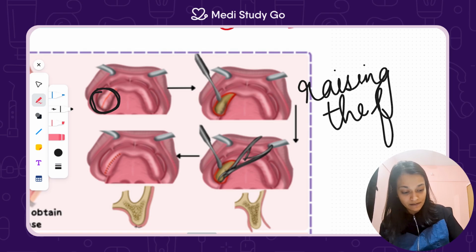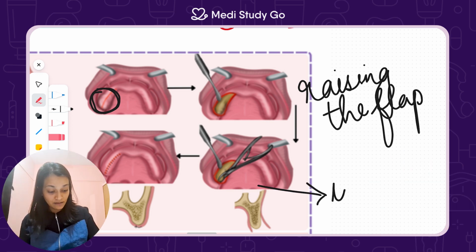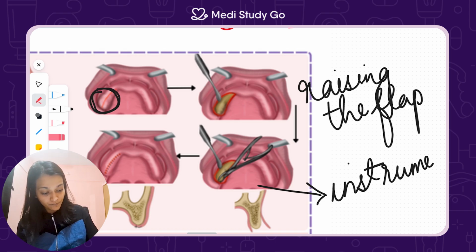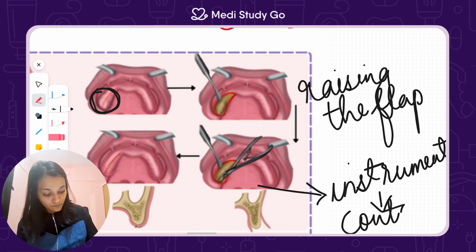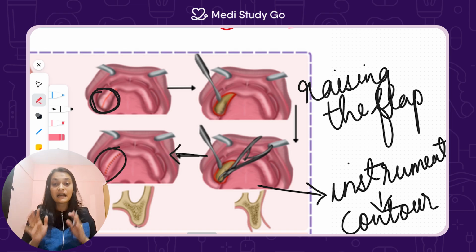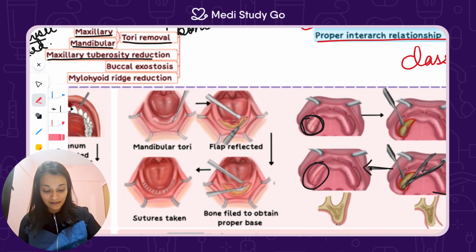Once the flap is raised, you can use either a rongeur, burr or chisel. So use any instrument to contour the maxillary tuberosity, and post that it is sutured. It is allowed to heal, and then you begin with the denture fabrication process.